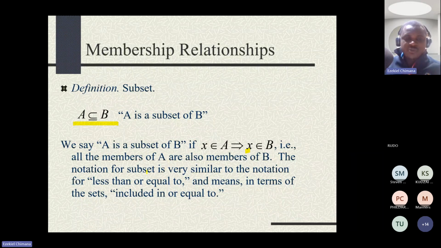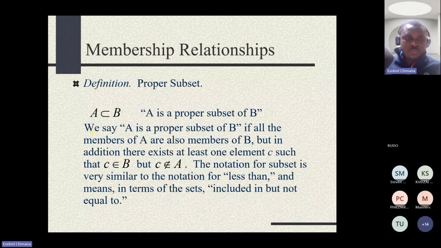The notation for subset is very similar to the notation for less than or equal to, and in terms of sets it means included in or equal to. So in other words, A is a subset of B. It means that A can also sometimes have the same elements as those in B. It is still a subset, because if you take those elements in A and compare them with the elements in B, you see that all the elements in A are also in B.